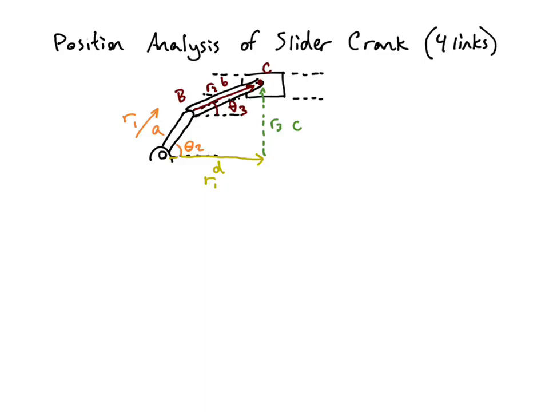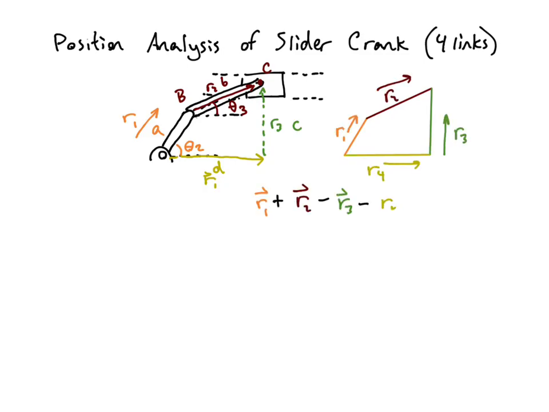And we can say that we have link A, which goes along vector R1 at angle theta 2. Then R2 has a magnitude of B and an angle of theta 3. R3 is 90 degrees with respect to the horizontal, so it's completely vertical, and it has a length C. And R1 is completely horizontal and has length D. So if we want to draw our vector loop, we can add up the different components and then set them equal to 0 because we end up where we start.